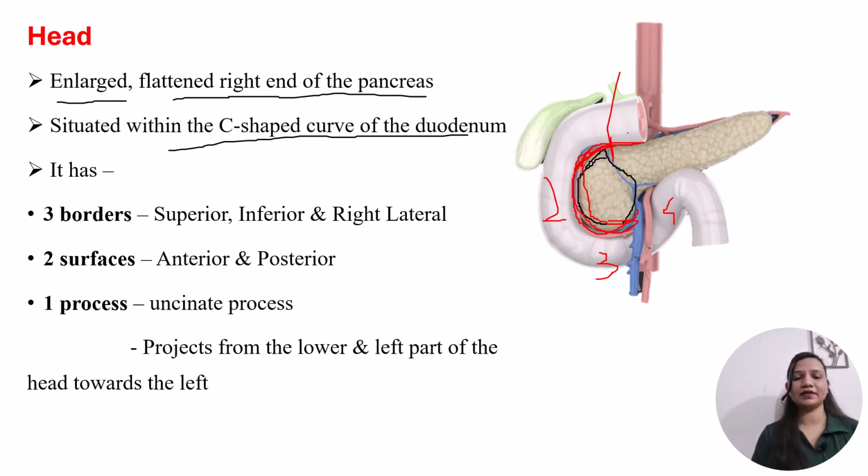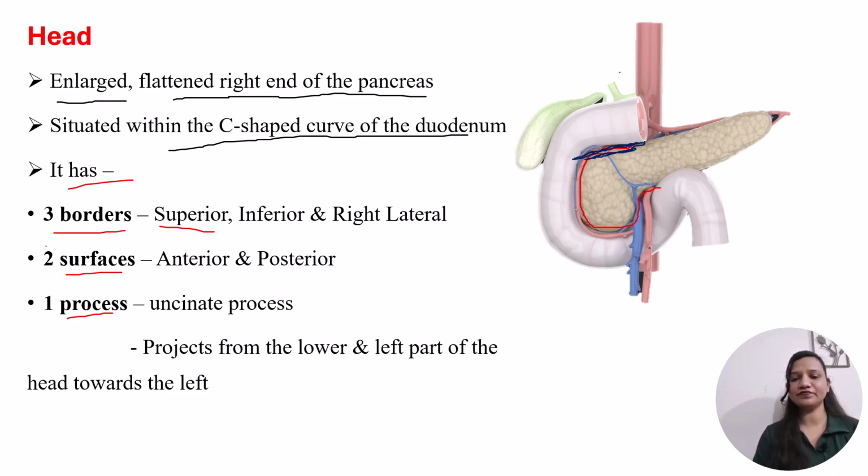The head of the pancreas has three borders, two surfaces and one process, which is the uncinate process. So, what are the three borders? The first one is the superior border. If this portion is the head of the pancreas, then the superior border will be this border, the superior border of the head of the pancreas.